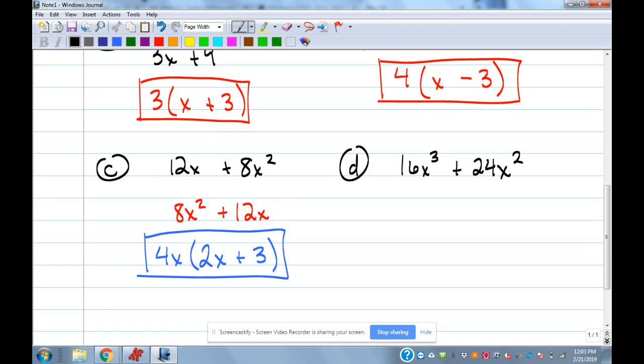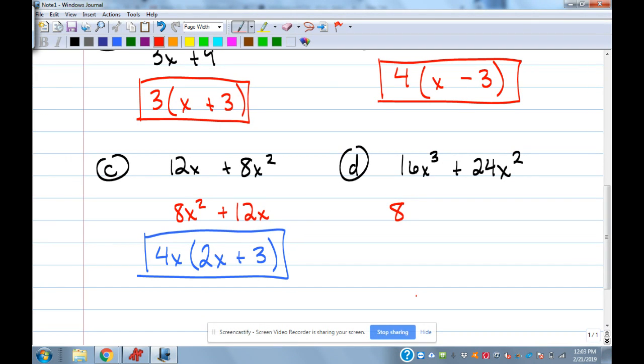Why is 16 not a number? Why can I not use 16 as a GCF? Because it can't go into 24. It's a bigger factor of 16, but it doesn't go into 24 evenly. 8's the biggest one that goes into both of them. So I'm going to pull an 8.